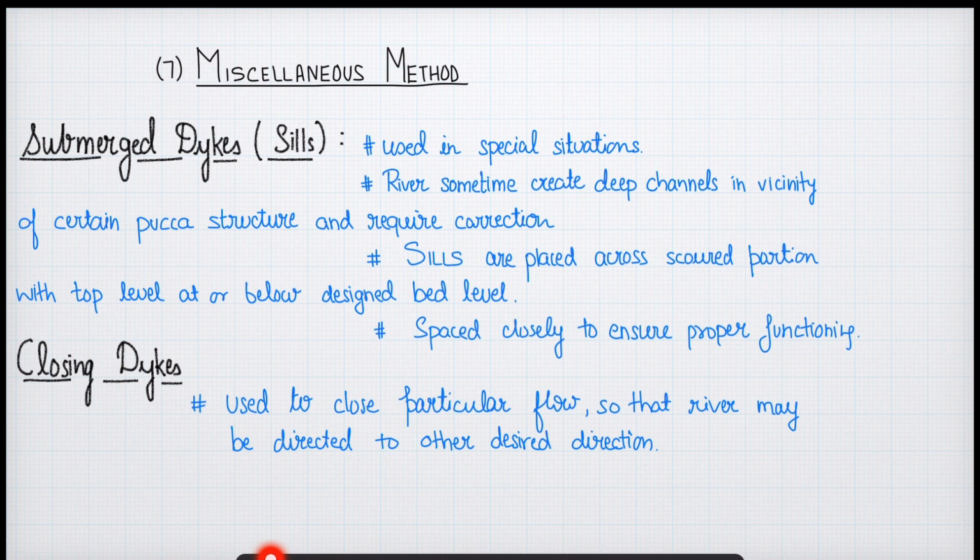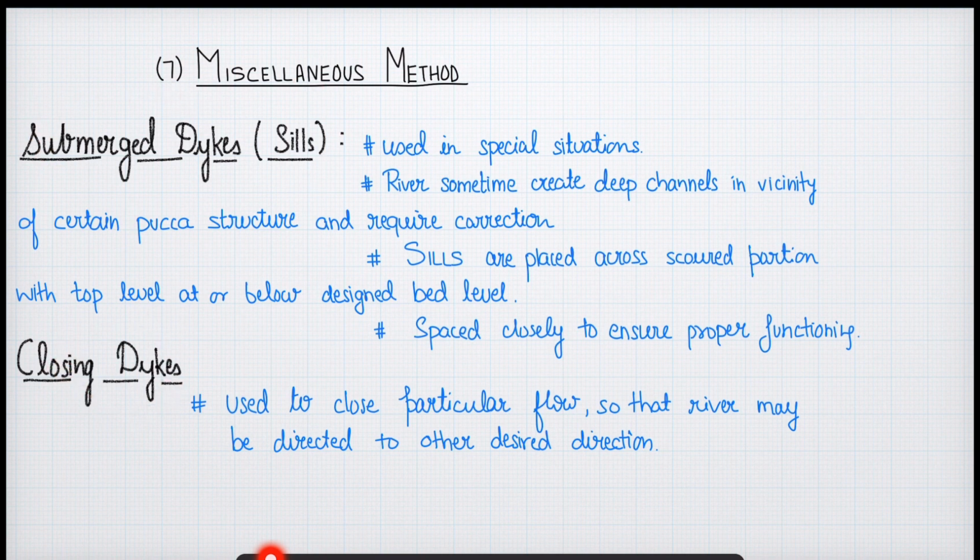Then the last is the miscellaneous methods used for river training work, and in this, the first one is the submerged dike, and the next is the closing dikes. These are case specific, right? It is not uniform. The submerged dikes are used in special situations. Sometimes the river creates deep channels in the vicinity of certain pakka structures and requires correction. In those scenarios, we create these submerged dikes.